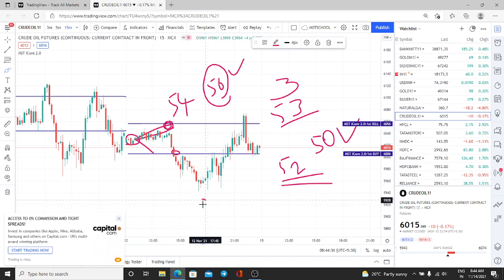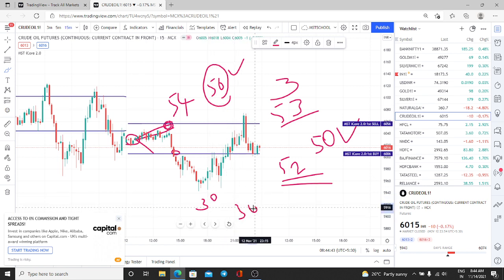Suppose the target is 30 points. Since you have missed the 6 points in the entry, you can keep the target at 36 points, but keep the SL the same. So you can increase the target by 6 points. So this is the buffering system.